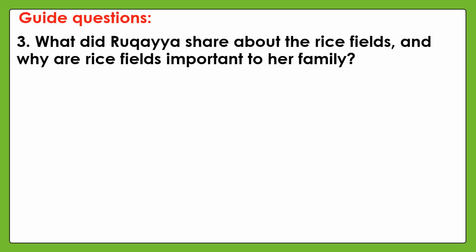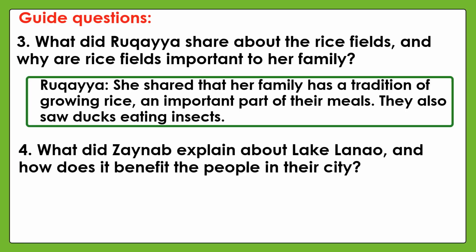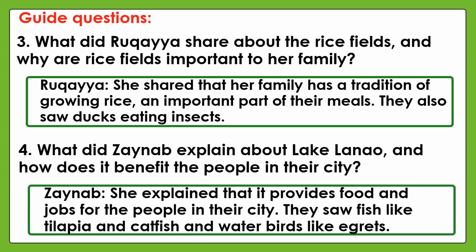3. What did Rukaya share about the rice fields and why are rice fields important to her family? She shared that her family has a tradition of growing rice, an important part of their meals. They also saw ducks eating insects. 4. What did Zainab explain about Lake Lanao and how does it benefit the people in the city? She explained that it provides food and jobs for the people in the city. They saw fish like tilapia and catfish and water birds like egrets.